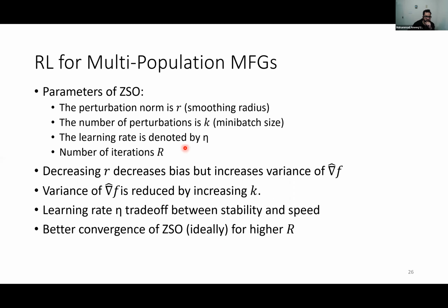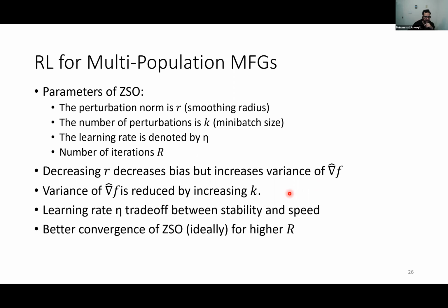So the parameters of the ZSO are the perturbation norm, which is also called the smoothing radius, the number of perturbations that we generate in each iteration, which is the mini batch size, the learning rate denoted by eta, and the number of iterations of the algorithm. By decreasing the smoothing radius, we can decrease bias, but that actually increases the variance of the smooth estimate.